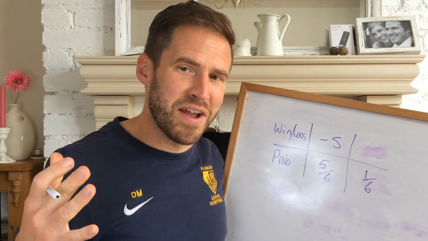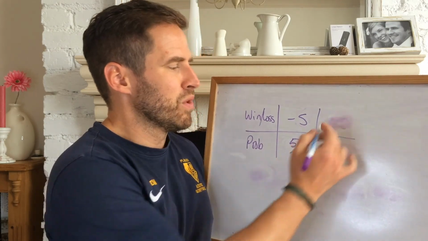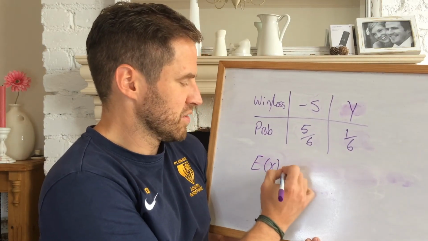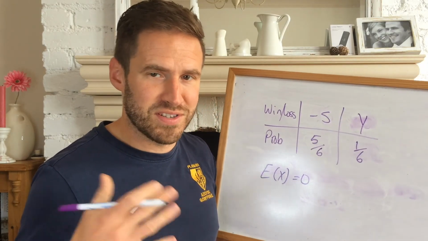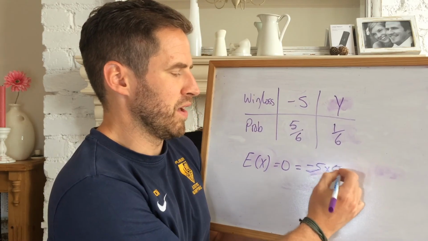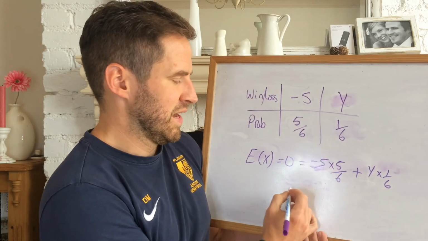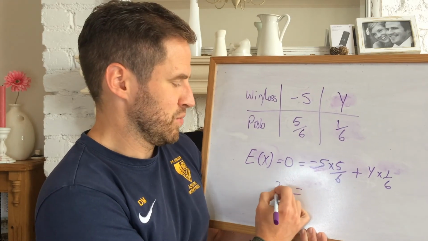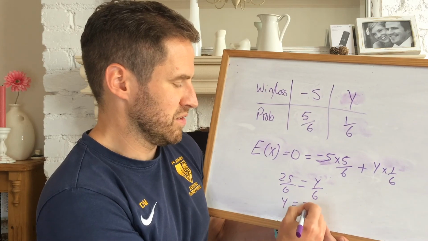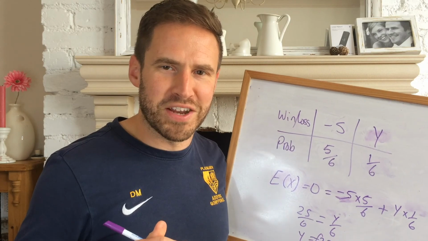So thanks for sticking around for the maths at the end. Now, to work out this problem that we had in the beginning, we've got this value that we're going to call y. Now remember that E of x is going to be, we want it to be 0, so it's a 0 expectation gain, and we get that by multiplying 5 by 5/6, and then adding y times 1/6. Now, rearranging that, you get 25 over 6 equals y over 6, so y is £25. That's how you get £25. Let me know in the comments if you stuck around to find that out.